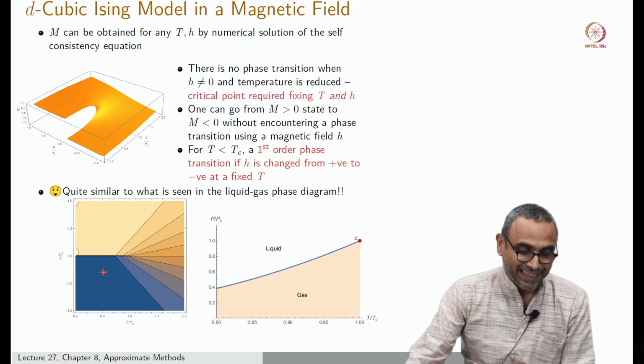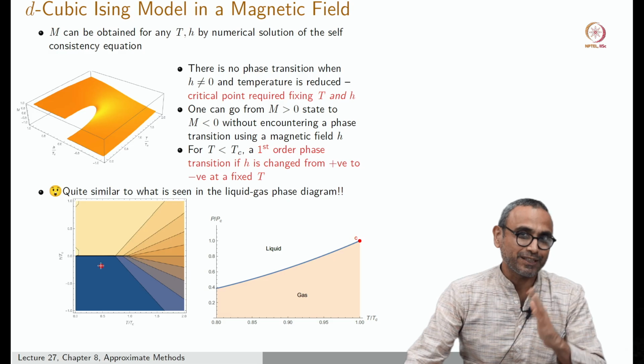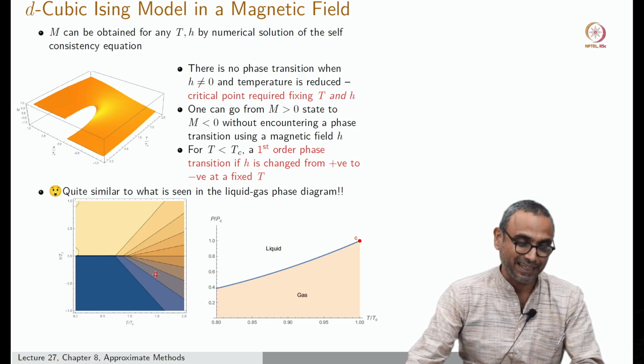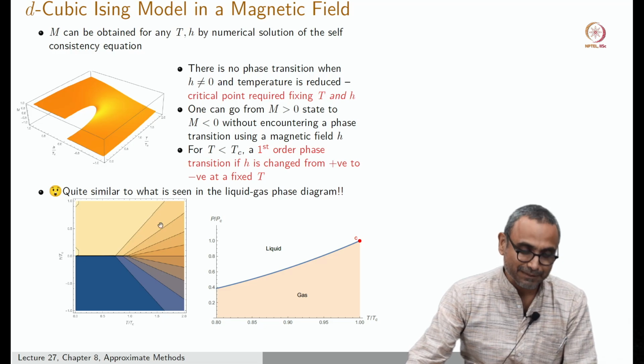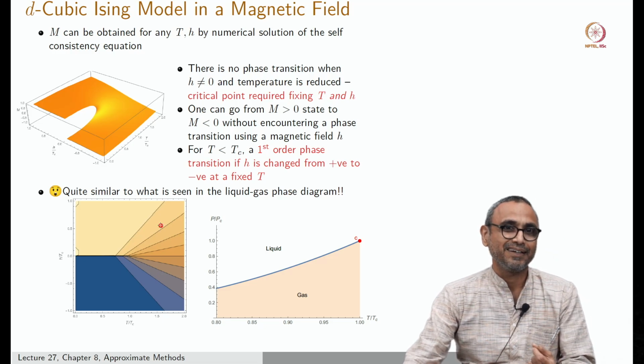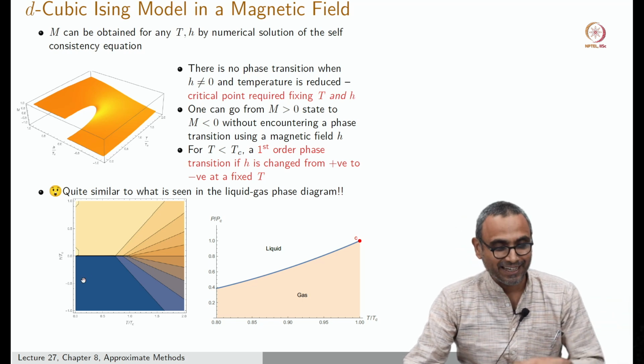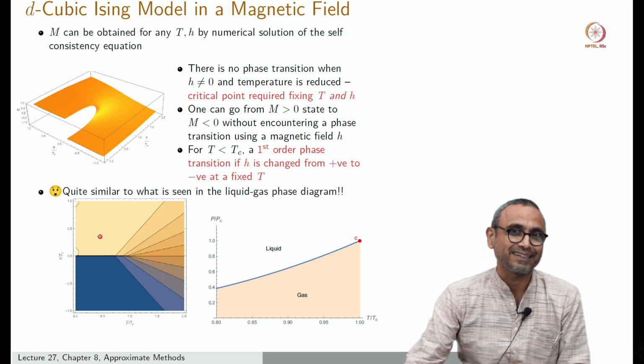And you see, if I did not want to encounter this first order transition, I can go up in temperature at negative magnetic field, then increase my magnetic field to positive value, and then reduce temperature down to 0, and I need not encounter this first order transition.